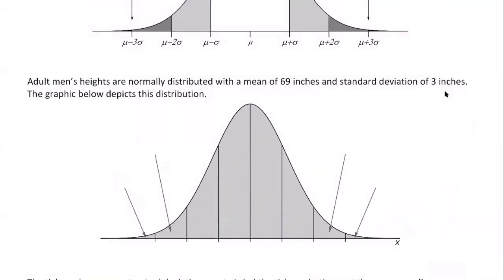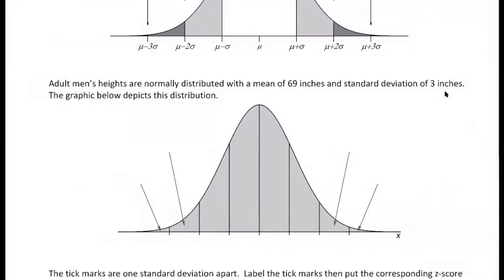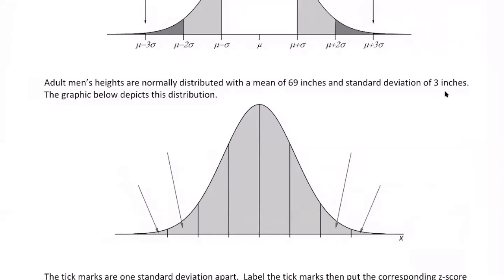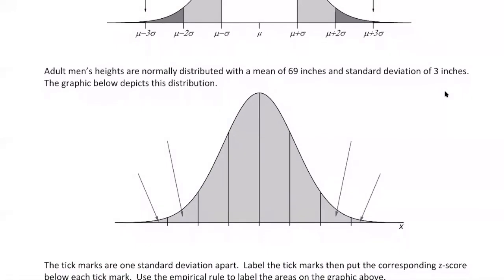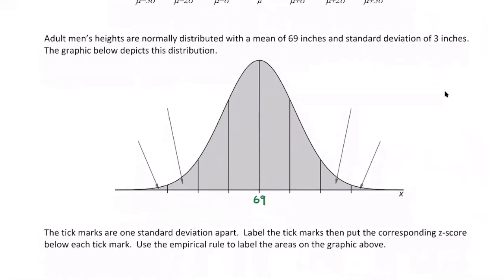Now it says adult men's heights are normally distributed with a mean of 69 and a standard deviation of 3. The graphic below represents the distribution. So the 69 would go in the middle. It says the tick marks are 1 standard deviation apart down below. Standard deviation is 3, so that means I would add 3 to get to 72.